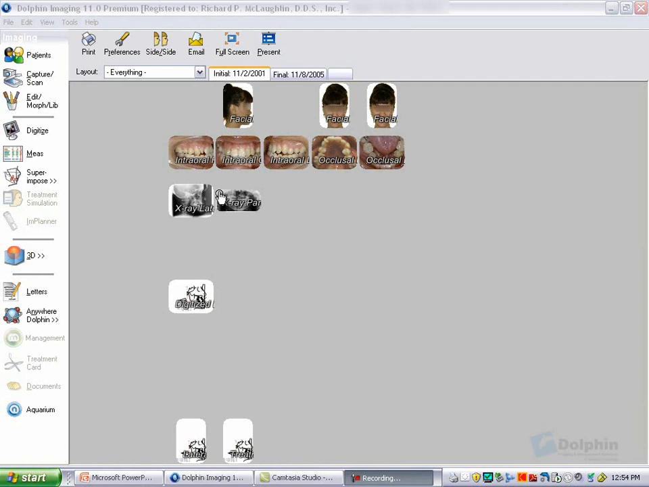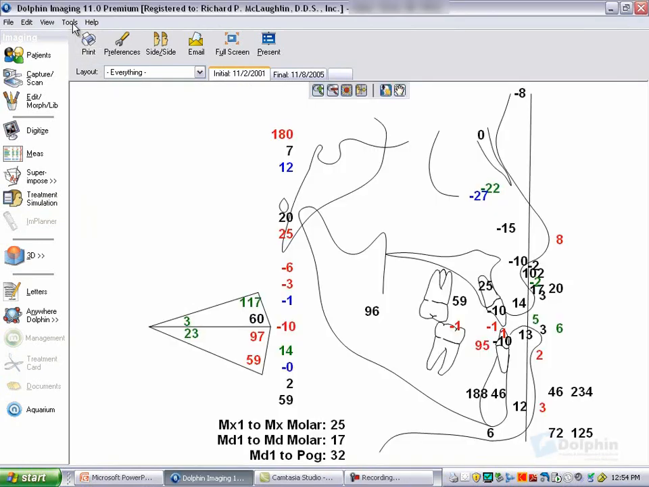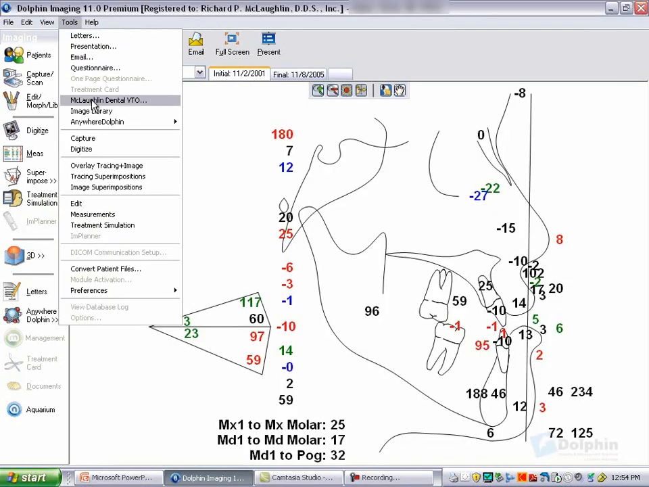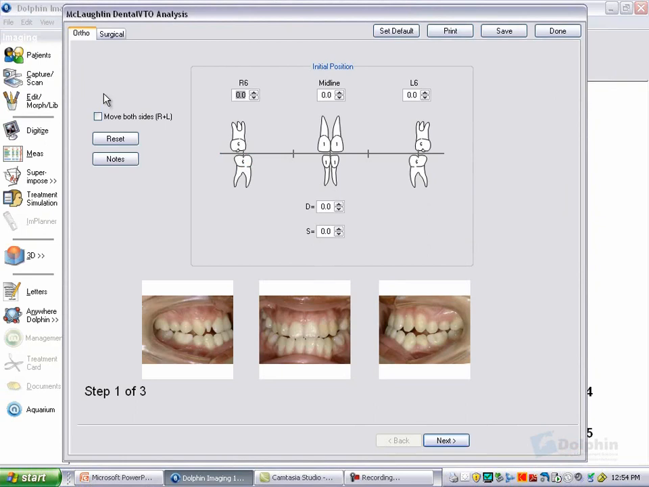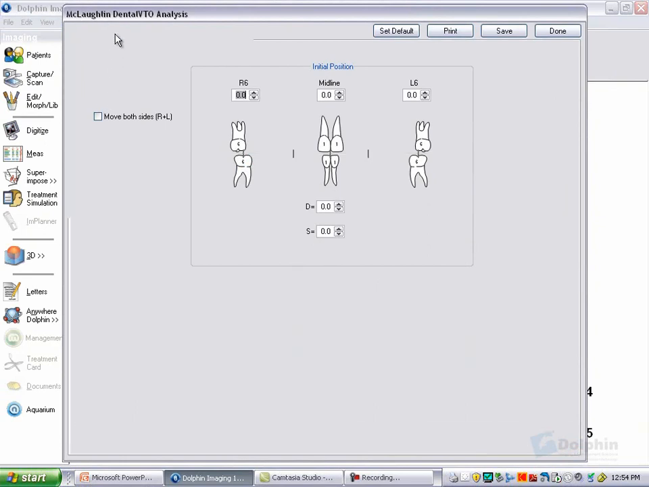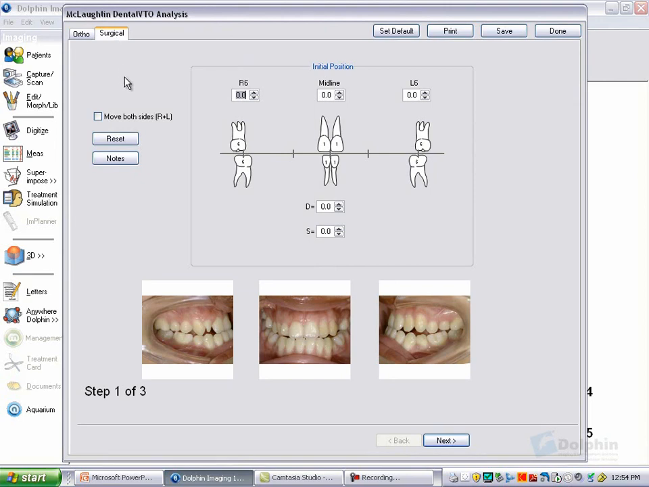So now we go back to Tools once again, and we'll open up the VTO. And because this is a surgical case, we're going to go up to the upper left-hand corner and hit the surgical button. And now we're into the surgical VTO.